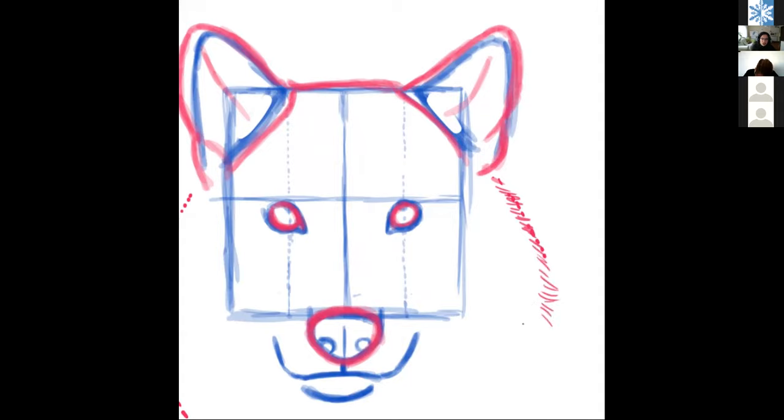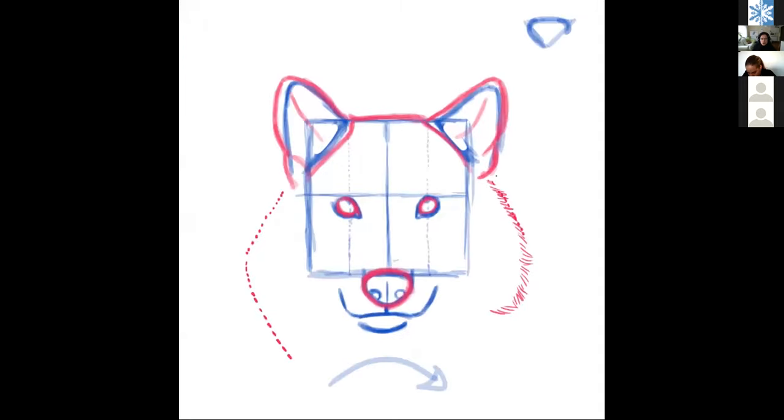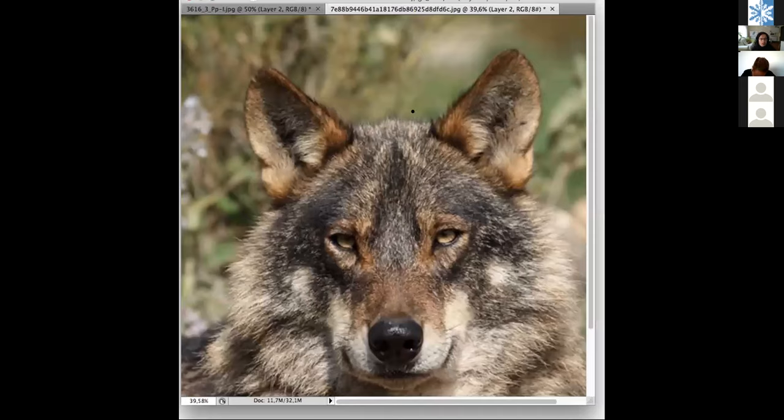Pay attention to the direction of the fur in your wolf photo. You will notice that it has fur going upward, fur going downward. Actually, where is the photo? I do have the photo here with me. Just notice this one detail.